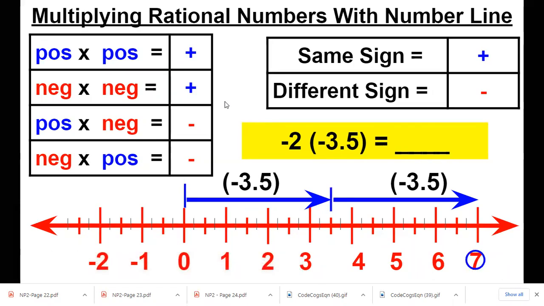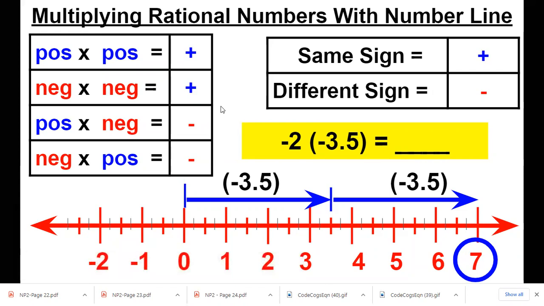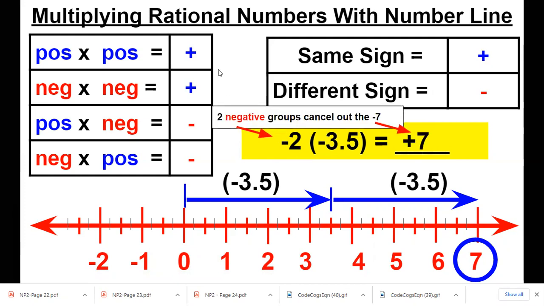So there we are. Did I say that we were here? We should be here. 3.5, not 3.25. Okay, so our answer is positive 7. Why? Because we went to the right, because we had the opposite of negative 3.5. Negative 2 made us go the other direction. So there's our answer, positive 7. Another way of saying that is two negative groups cancel out the negative 7.